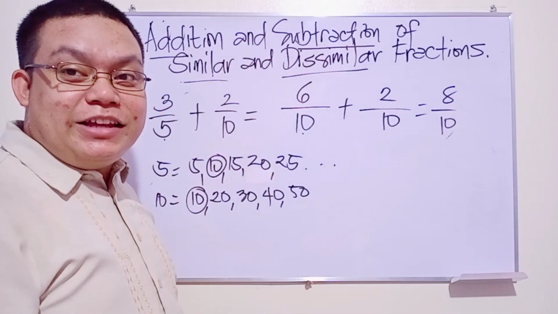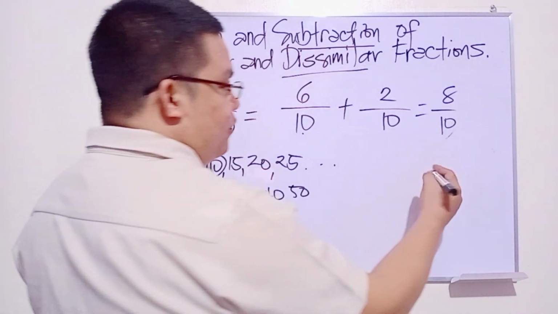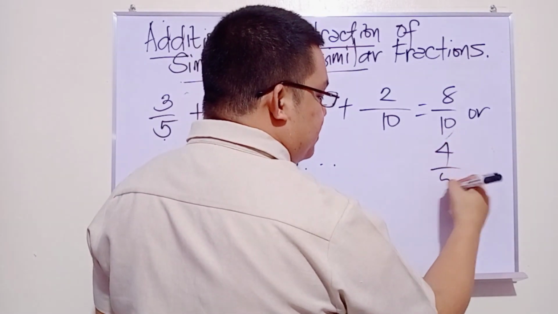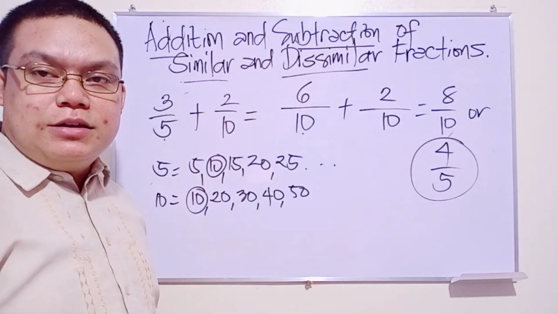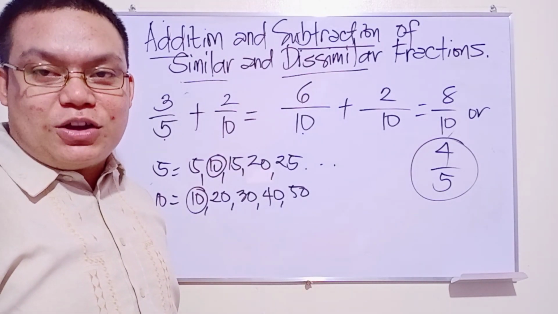So, 8 over 10 can be reduced into simplest form. 8 over 10 or 4/5 or 4 over 5. So that's how you do the addition of dissimilar fraction.